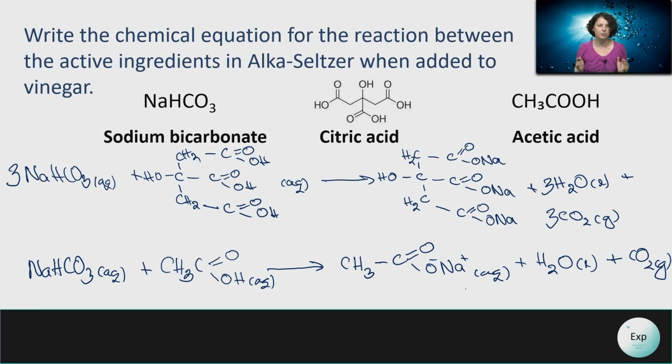In this case, because there was only one carboxylic acid group on the acetic acid, there is only need for 1 mole of sodium bicarbonate to react with 1 mole of acetic acid. And that will produce 1 mole of sodium acetate, 1 mole of water, and 1 mole of carbon dioxide.